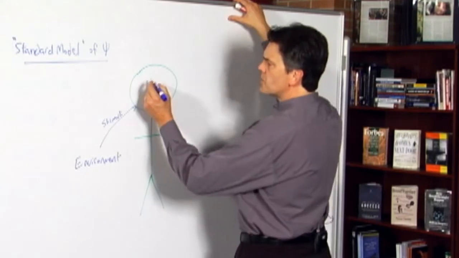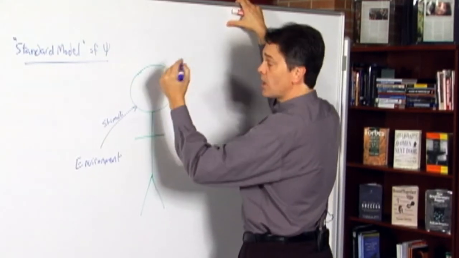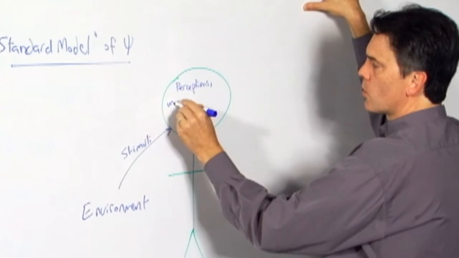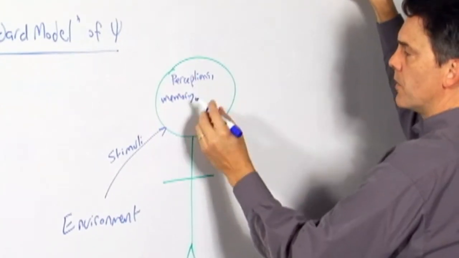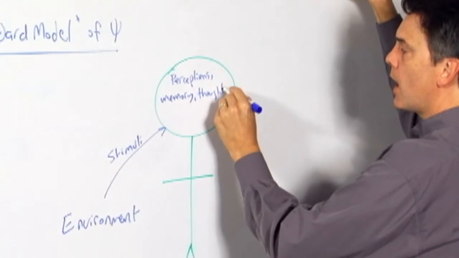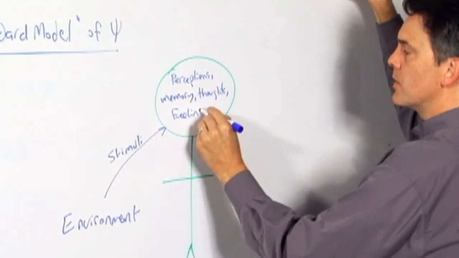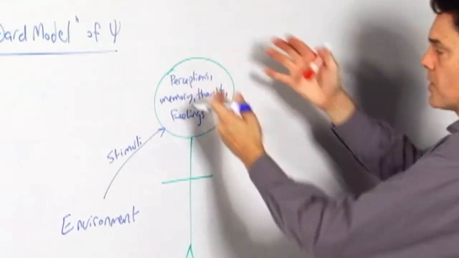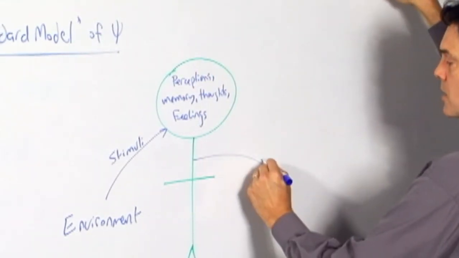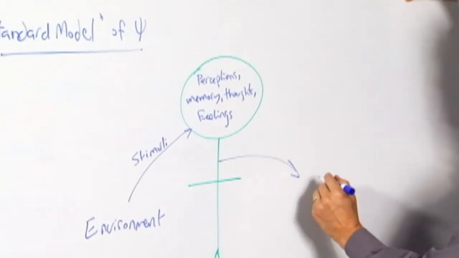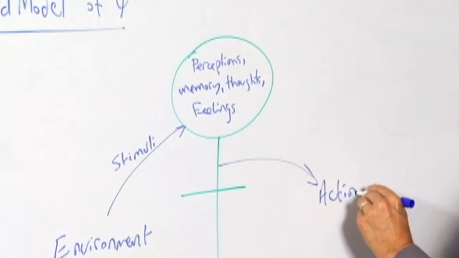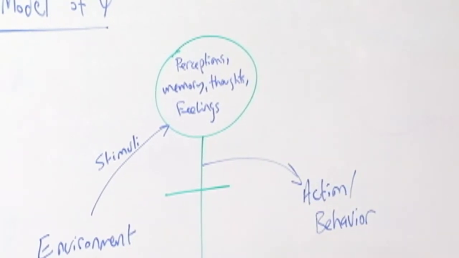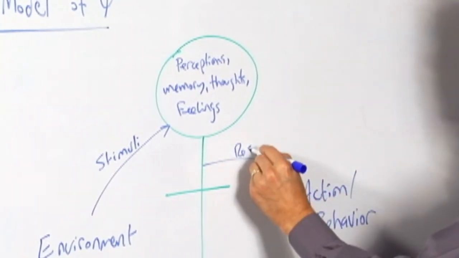Then what happens is inside our heads we have lots of experiences, psychological experience. We have various kinds of perceptions. Some of those will get stored away in memory. On the basis of those perceptions and memories, we'll have various kinds of thoughts. We'll have various kinds of feelings and so on, all kicking around inside our head here, so to speak. And then after all of that processing goes on, the person then acts in the environment. And so we have action, or the term that behaviorists are especially going to like, behavior occurs. And this then is going to be what we can call a response.